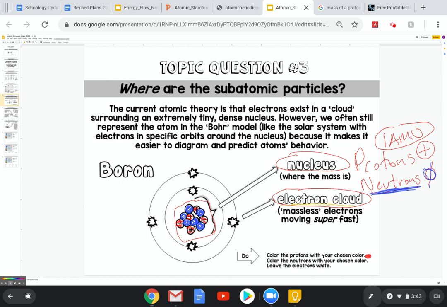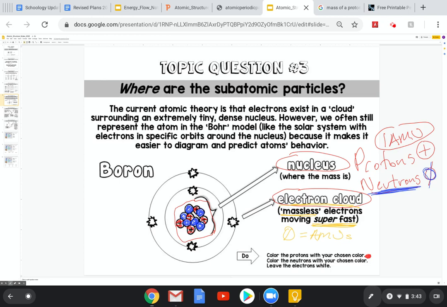Okay, so the electron cloud. And that is just going to be something that is around the nucleus. Okay, they are massless, meaning 0 mass. They have 0 AMUs. Okay, they are super tiny. Now they're also super, super fast.